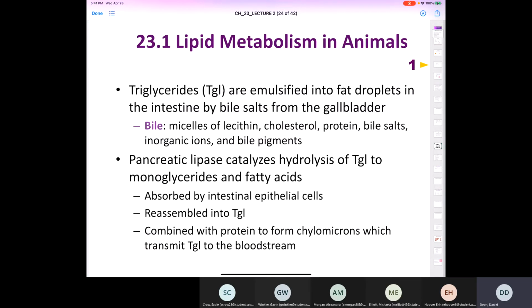So what happens when you eat some fat? Mr. Dion is a real cheeseburger kind of guy. I had a cheeseburger on my birthday a couple of weeks ago, so I consumed plenty of fat when I ate that.